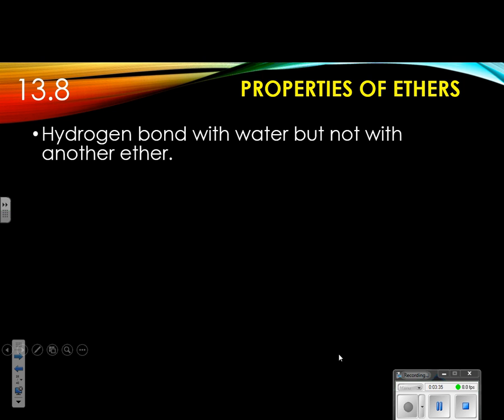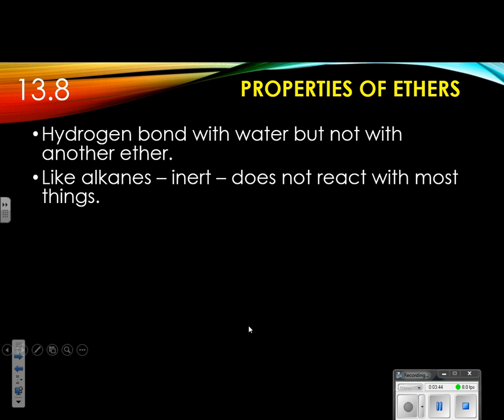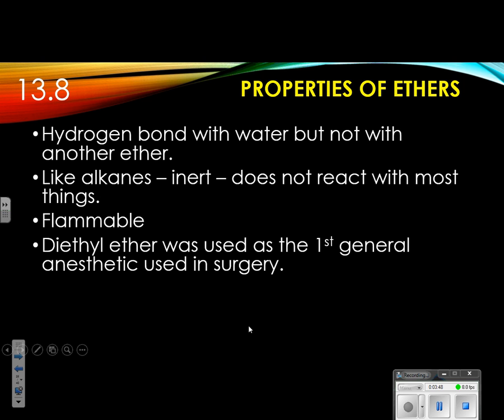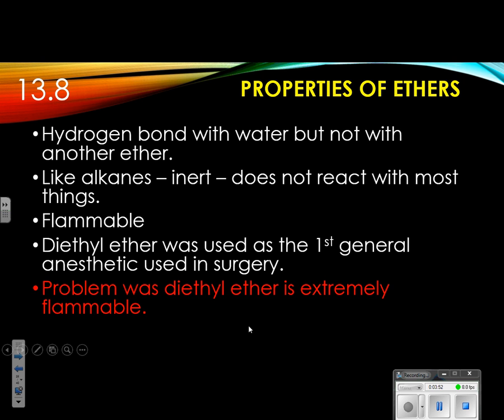So what are some properties of ethers? They do hydrogen bond with water, but not with another ether. That's different from alcohols. Alcohols will hydrogen bond with another alcohol. They're like alkanes. They're inert. They don't react with most things. They are flammable. Diethyl ether used to be used as a first general anesthetic in surgery. However, the problem was that it was extremely flammable, so anytime they lit a flame, they had a little bit of an explosion.